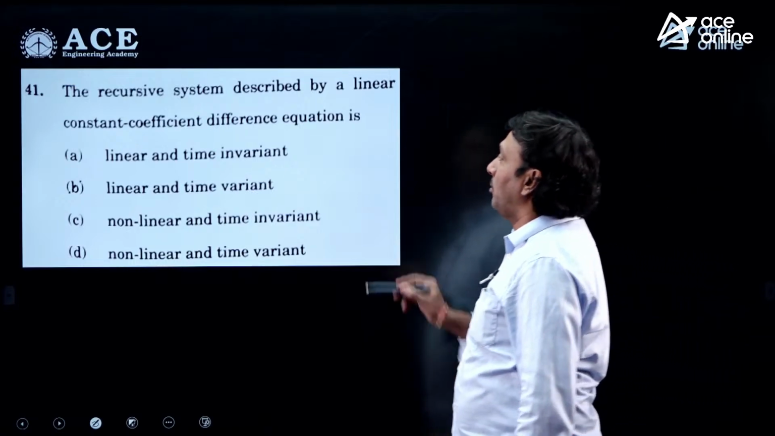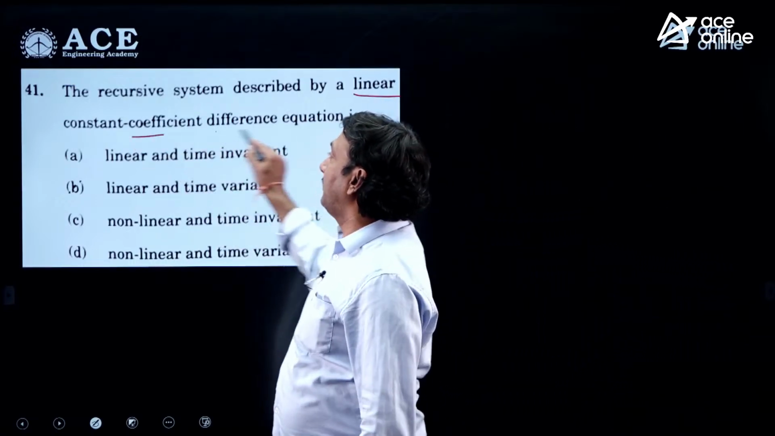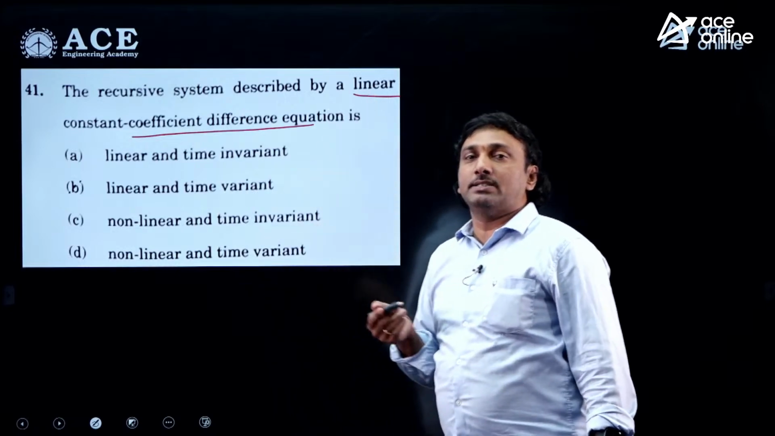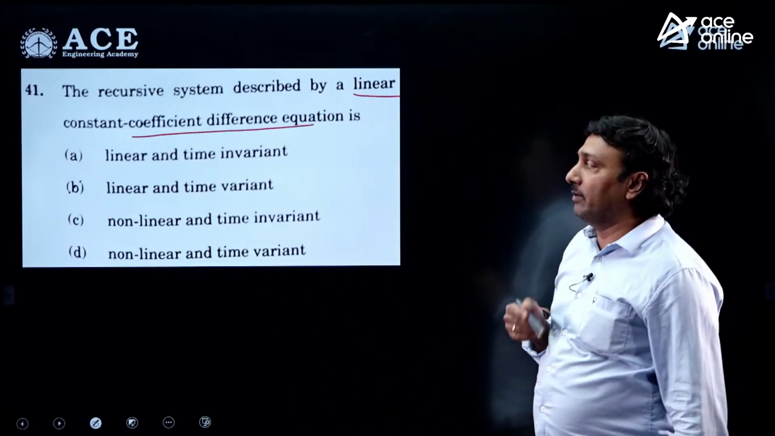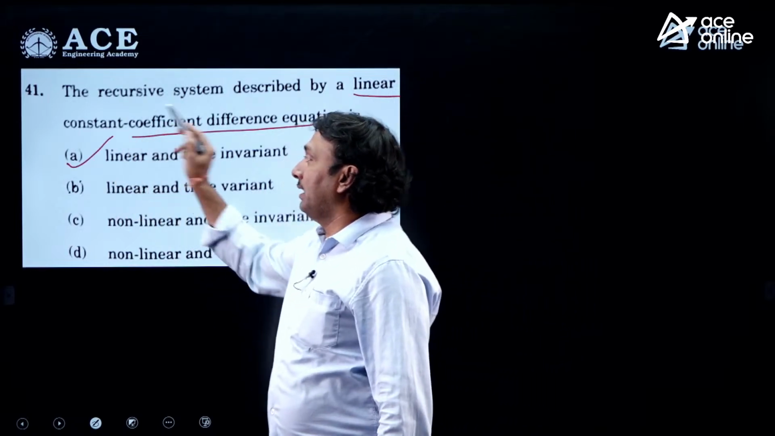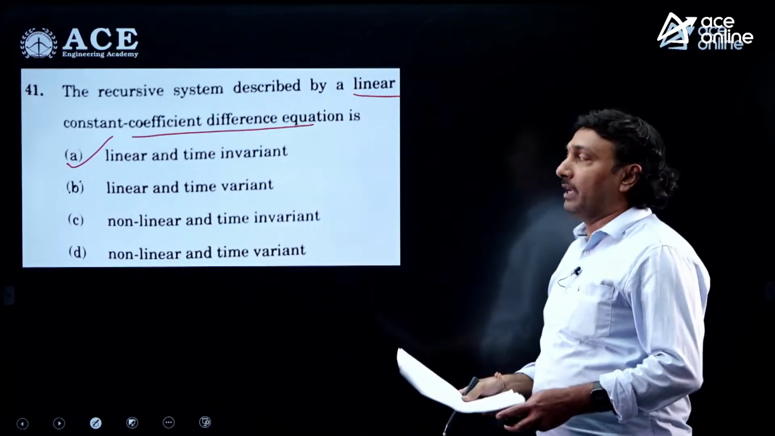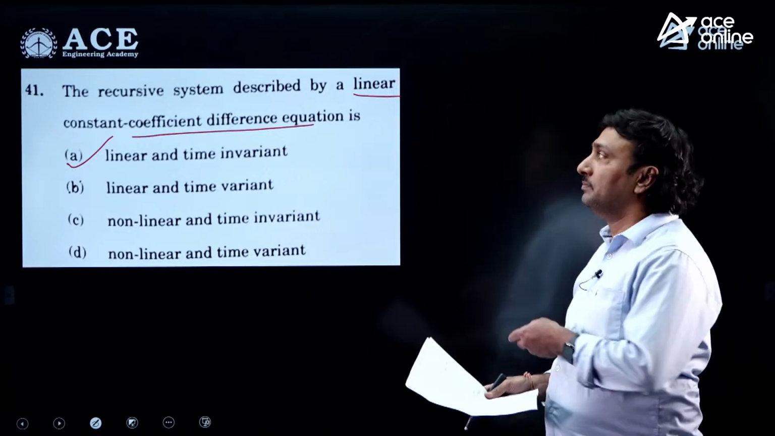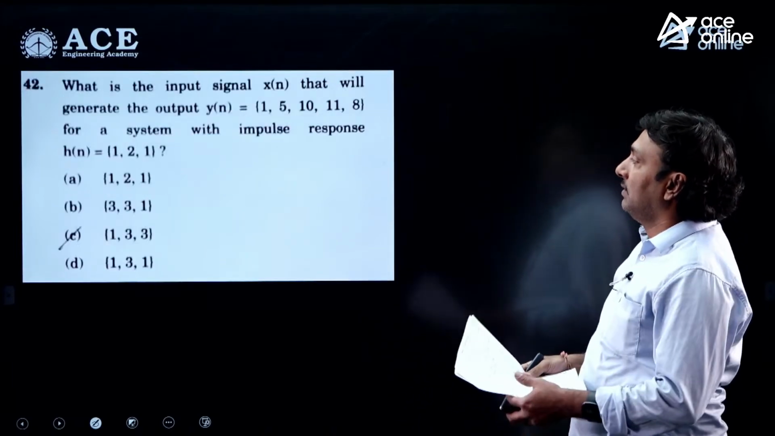Recursive system described by a linear constant coefficient difference equation. The words constant coefficients mean a time invariant system. A hint is already provided that it is linear. So automatically which is the correct option? Linear time invariant system. Very simple one.